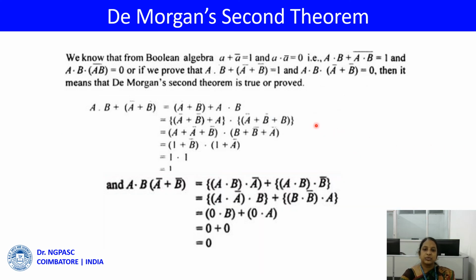So this is to prove that De Morgan's second theorem is valid. So (A dot B) plus (A complement plus B complement) is expanded and then rearranged. So the rules of Boolean algebra are implemented and the output is given as 1. Similarly, for this, we will get (A dot B) into (A complement plus B complement), and you will rearrange and simplify the terms to get 0. So De Morgan's second theorem is true and valid.